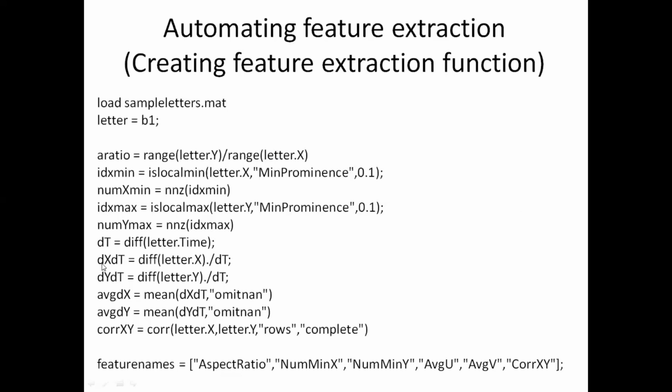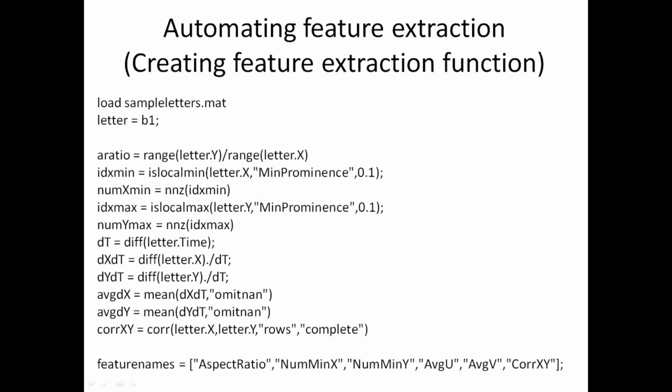Then we are calculating the slopes dx by dt and dy by dt, and we are calculating the mean of dx by dt and dy by dt. It means we are calculating the mean slope in x position and the mean slope in y position, which I am calling average dx and average dy. Next I am calculating the correlation between x and y for the complete rows. So these are the various computations that you can do with the raw data.